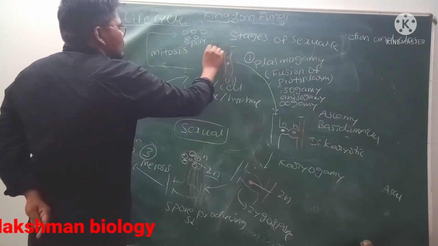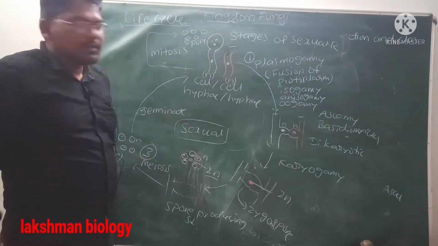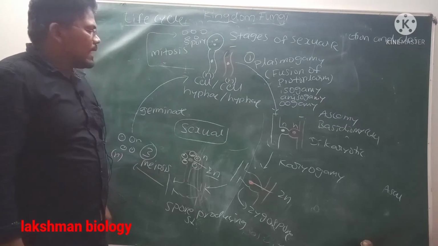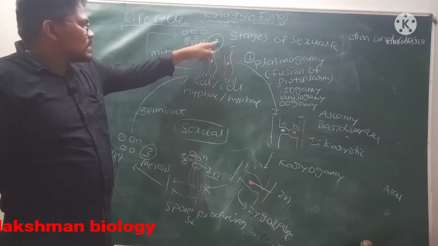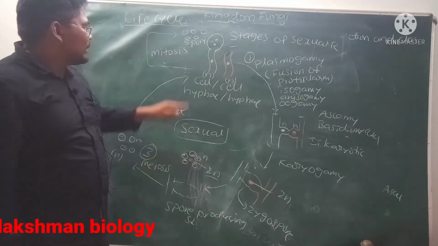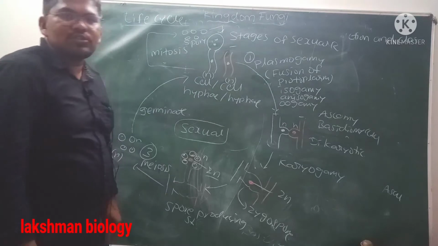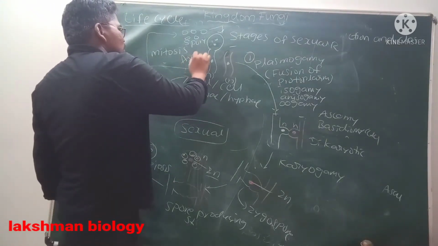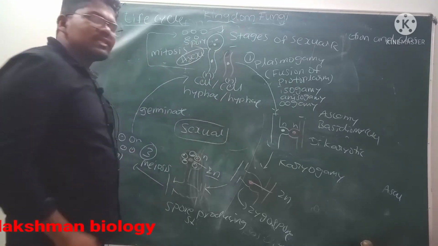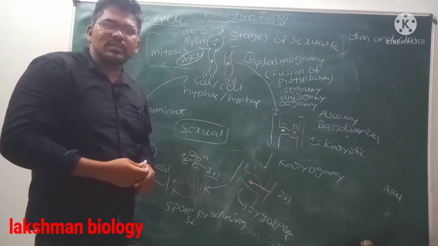Example, see, this is the sporangium which is present in the haploid hyphae. These sporangium cells divide by mitosis and form the spores. Again those spores will germinate and form the new fungi. That is about the asexual cycle. It is asexual reproduction, the direct formation of spores. Again spores will germinate and form the new fungi.